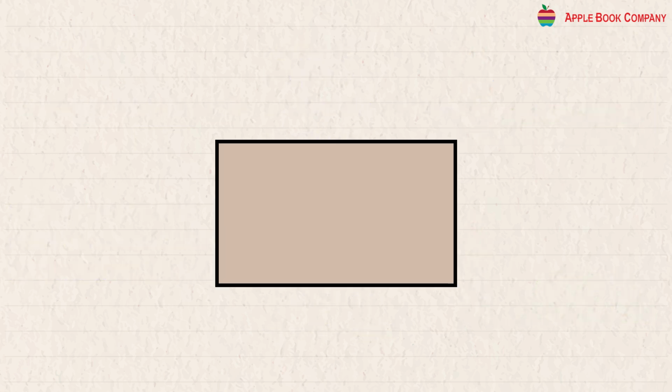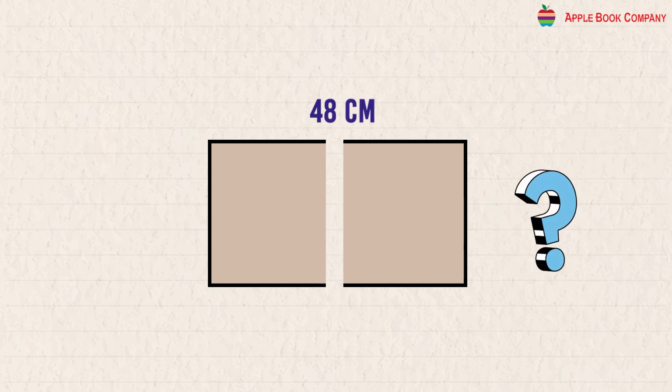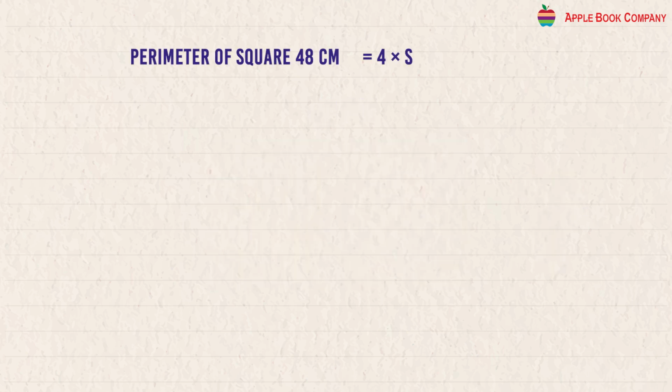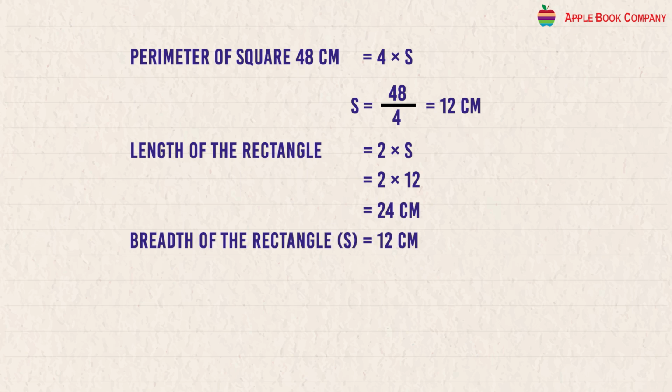A rectangle is cut into two equal squares. If the perimeter of the square is 48 cm, find the perimeter of the rectangle. Perimeter of square 48 cm is equal to 4 into s. Therefore, s is equal to 48 by 4, that is 12 cm. So, length of the rectangle is equal to 2 into s, which is equal to 2 into 12 cm, equal to 24 cm. And the width of the rectangle is s, equal to 12 cm.